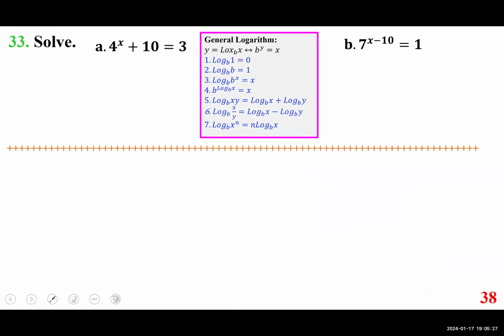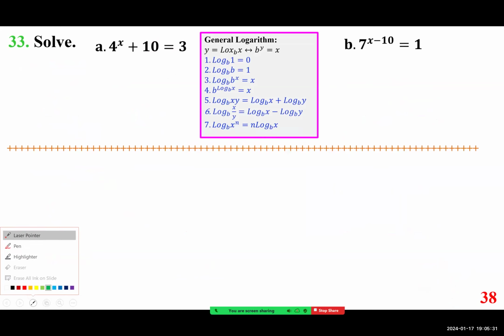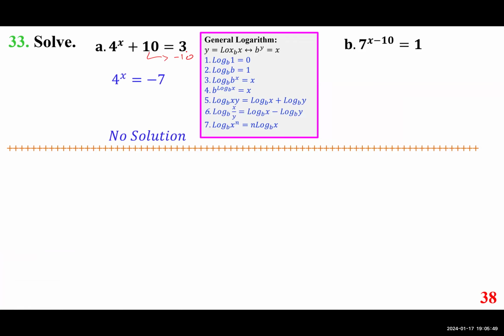All right, we want to move this 10 to the other side to solve for the power of x plus 10 equals 3. And we get 4 to the power of x equals minus 7. Any exponential function, regardless of the base, can't be negative, can't even be zero. No solutions.